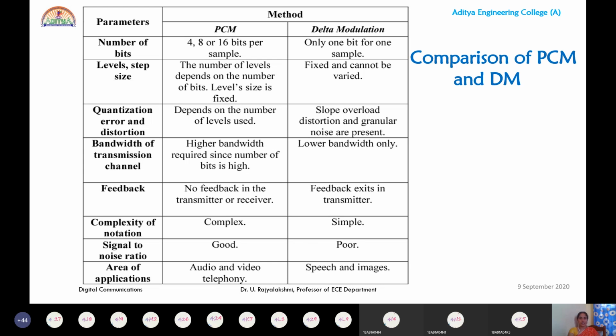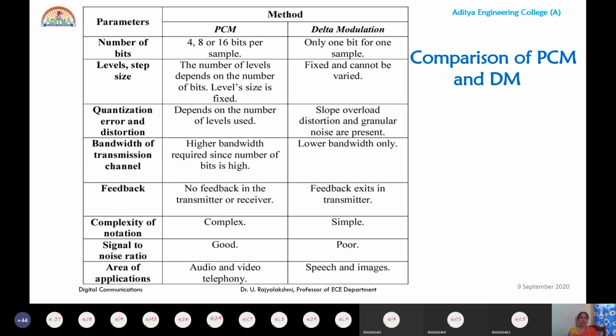Here we have two kinds of quantization errors that arise: slope overload distortion and granular noise. This is mainly due to abrupt variation in the magnitude of x of t, or minute variation of x of t. Slope overload distortion and granular noise will exist. Okay, these are the kinds of quantization errors.